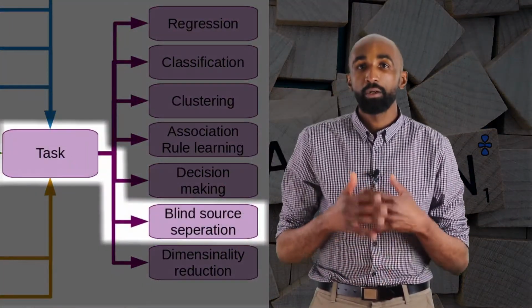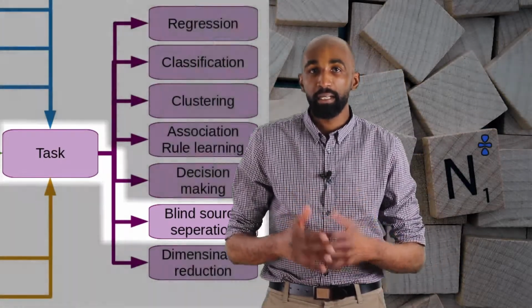Taxonomy by task or goal. Blind source separation. Blind source separation tries to decompose a measurement into its basic components. The measurement is often a time series, like a sound record. For example, we can use blind source separation to isolate on different tracks each instrument of a musical composition.